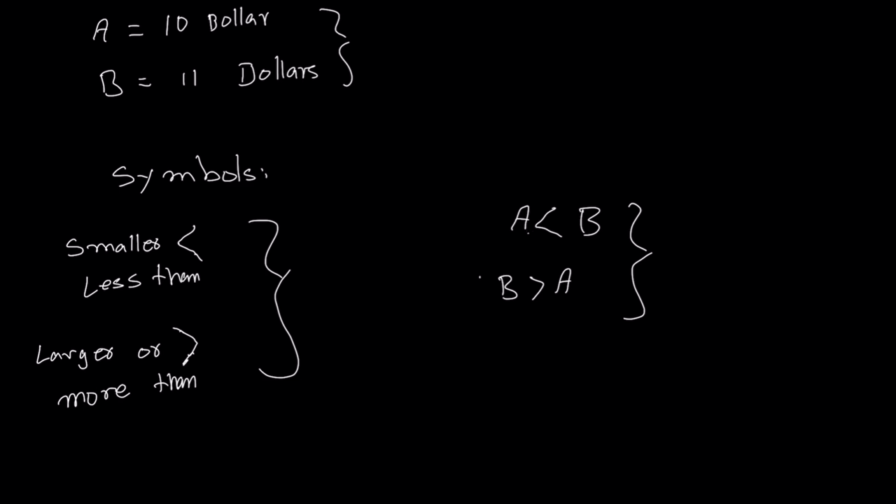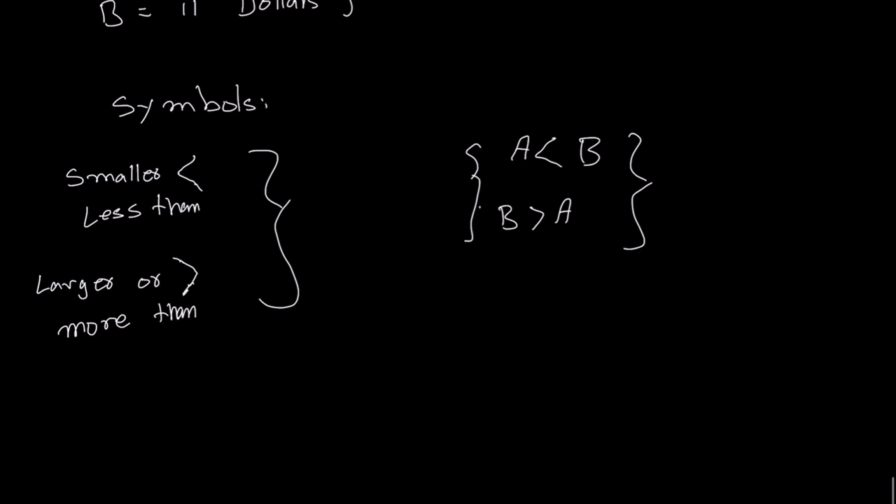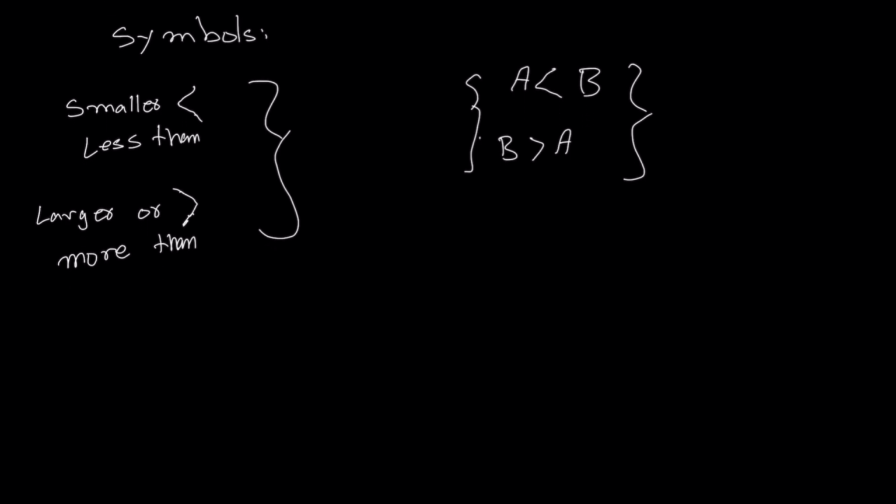So we said the smaller side of this inequality sign is the smaller number, and the larger side of the inequality sign is the larger number or quantity. So in this case, these two inequalities are the same: B is greater than A, A is smaller than B. Same exact concept. There is one more symbol here. We talked about this one, and we already talked about this one.